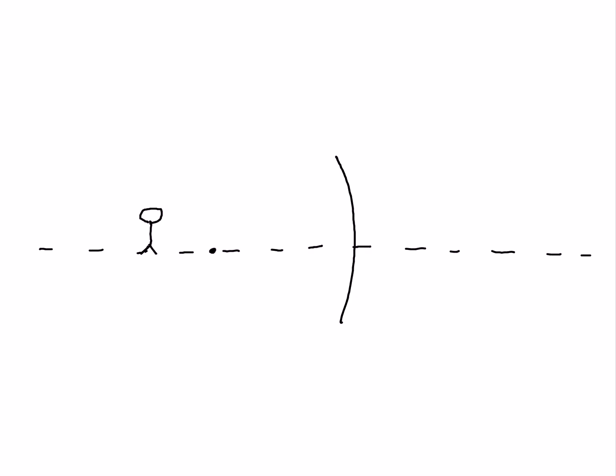Let's do a sample problem. Suppose we have a concave mirror with a focal length of 8 centimeters and an object distance of 12 centimeters. If you're wondering how this person can possibly be so tiny, being only 12 centimeters away from the mirror, that's a good question. I guess this is just a little action figure or something. So the question is, what is the magnification?